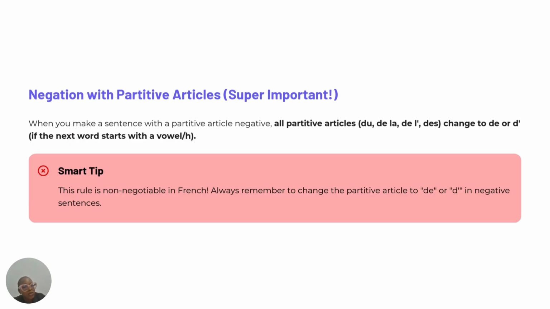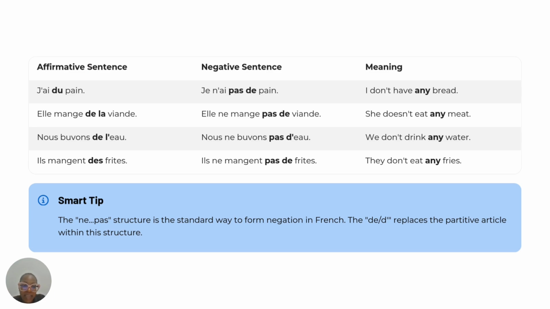So we have the negation with partitive articles. This is super important because when you are making a sentence with partitive articles, for the negative, you need to change them to de or d'. In a negative sentence, that means either it is du, either it is de la, either it is de l', either it is des, you have to change all of them to de or d' when you are using them in negative form.